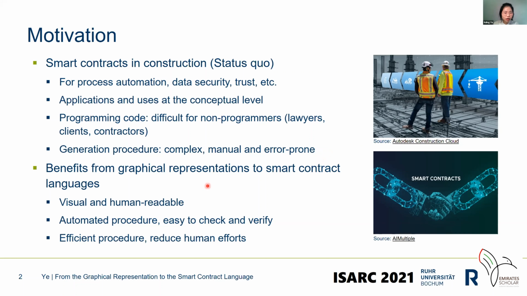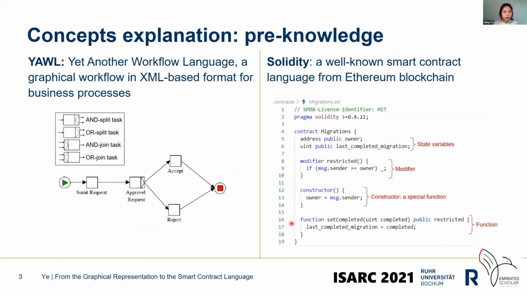Therefore, the method of generating smart contracts from graphical representations has many benefits for stakeholders and researchers. First, graphical representations are visual and human readable. Stakeholders and researchers can easily develop their logic using them. As an automated and efficient procedure, it's easy to check and verify, and it reduces human effort.